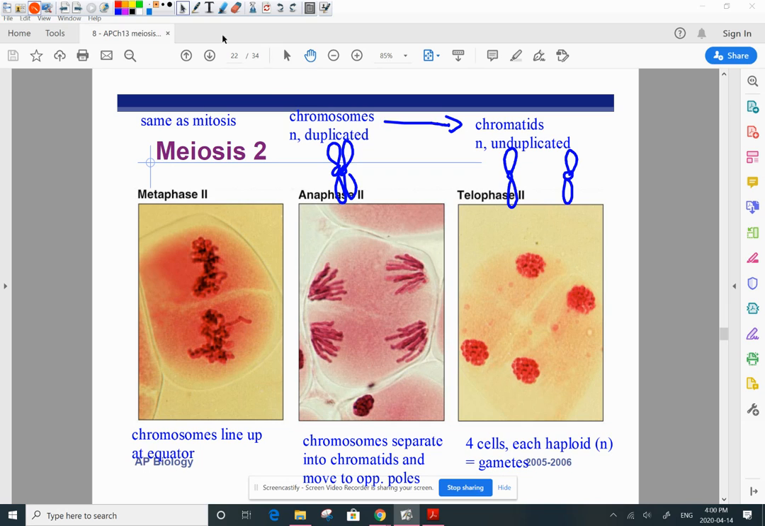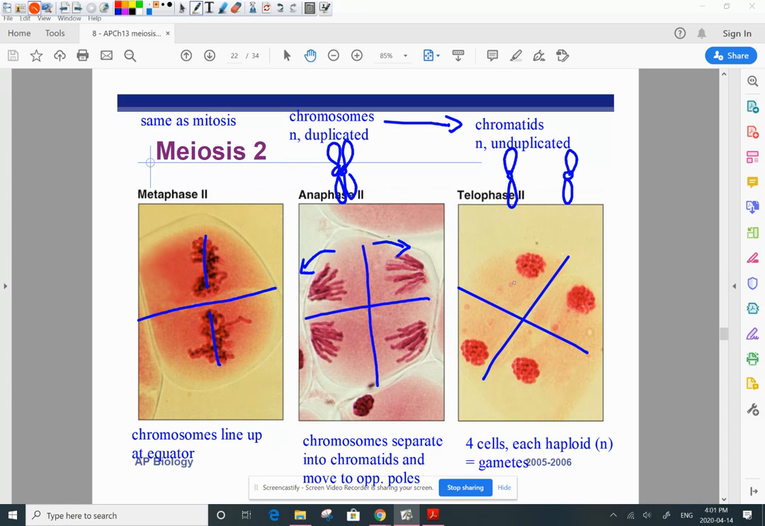are unduplicated. Okay, so same as mitosis, we've got 2 different cells here, and in each of them, here's the chromosomes on the equator, and the chromosomes are then separating into chromatids. They move to opposite poles, and then at the end of meiosis, what do we have? We have 4 separate cells, each are haploid, and we have just made some gametes for sexual reproduction.